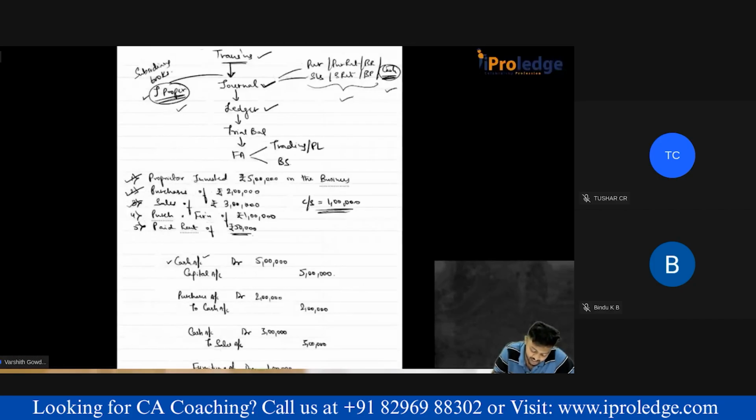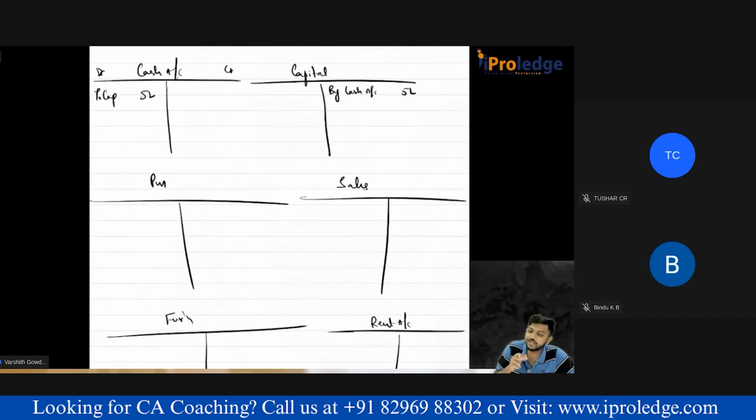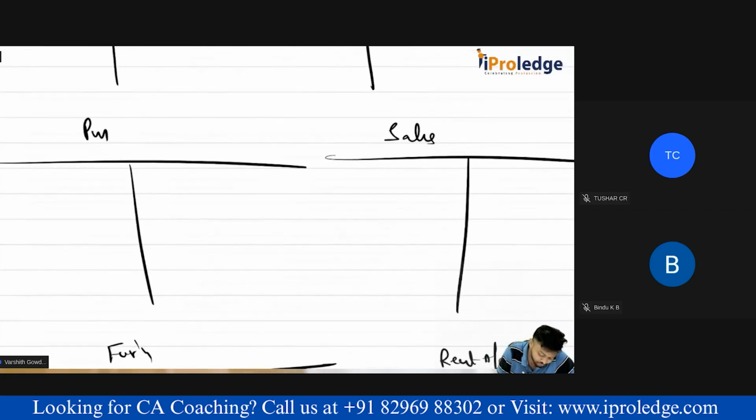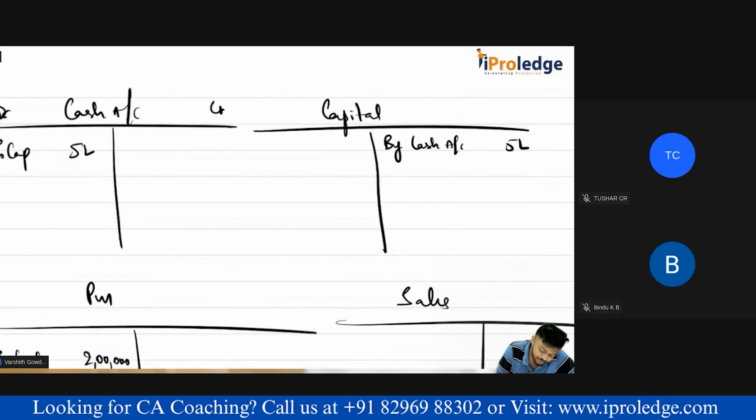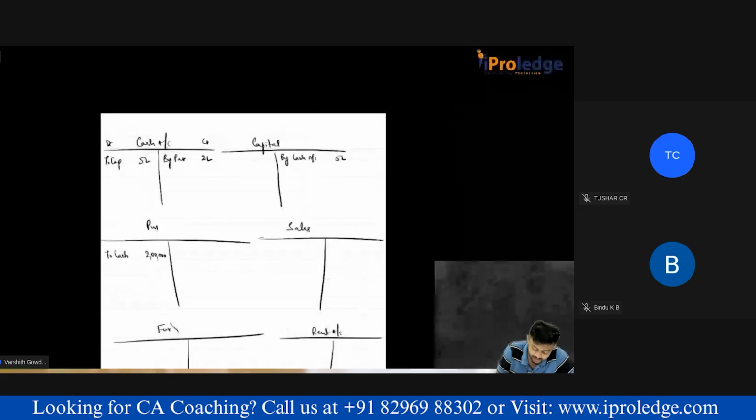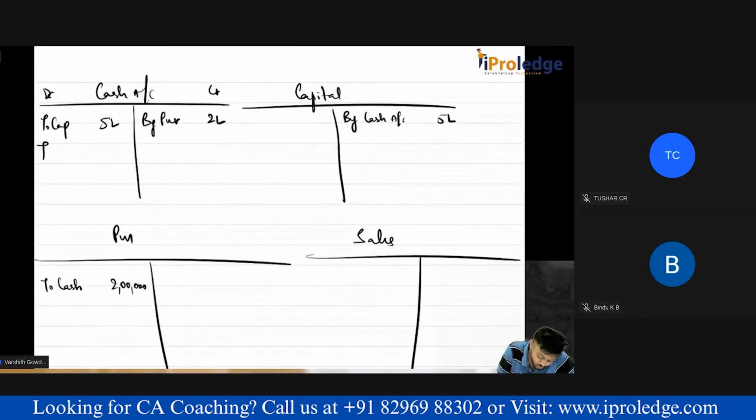Now, next entry we will post. Purchases to cash. In the entry, purchases is debited, to cash. How much is the purchase? 2 lakh. And cash is credited in the journal entry, so it will come as by purchase 2 lakhs. Then sales we have done. Cash to sales. Cash is debited, so to sales 3 lakh. Again in the sales account.